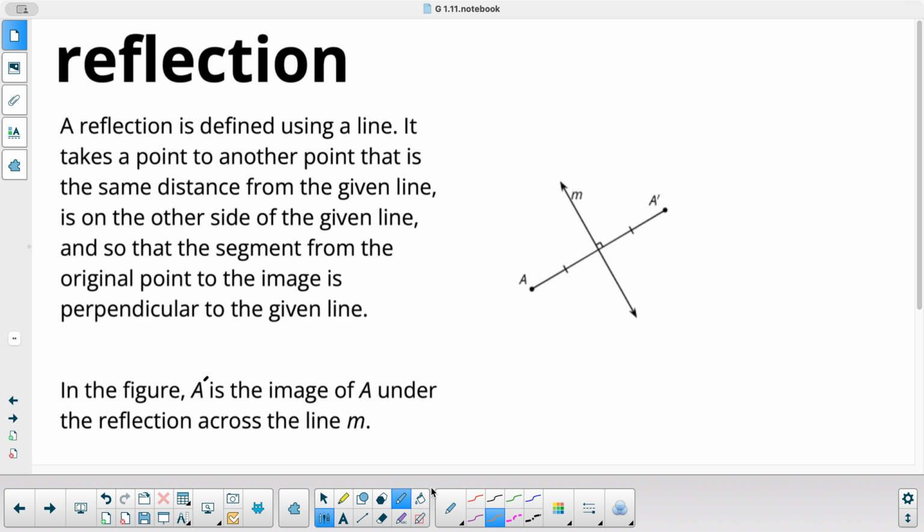So very important to understand 2 things happening here. One is it's perpendicular when you reflect it, and 2, it's equidistant. So this distance right here is equal to that distance as marked with the congruency marks right there, okay? So perpendicular and equidistant, okay? Make sure you understand that.